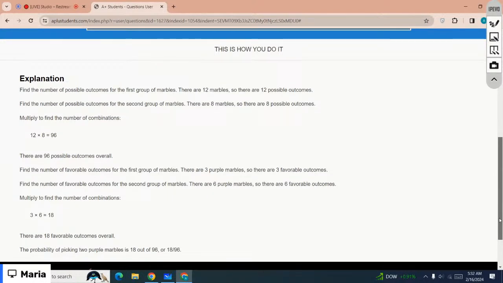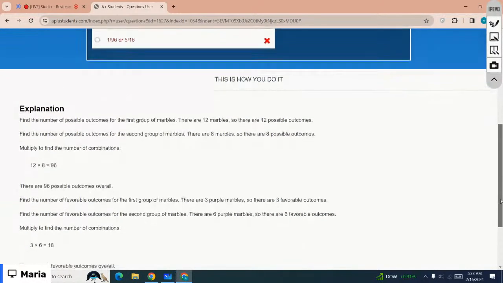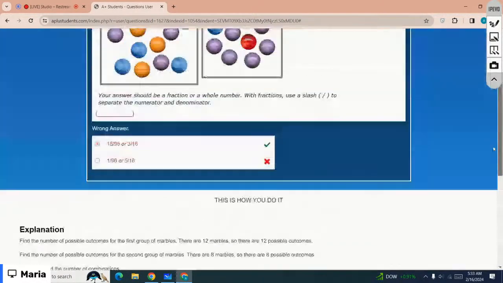Find the number of favorable outcomes. There are three purple marbles. There are three, 1, 2, 3, 4, 5, 6. And yes, in the second one you have 18. Yes, that is 18 over 96, right?